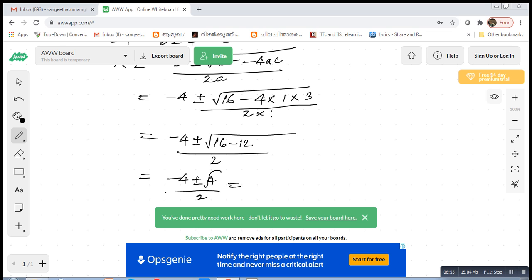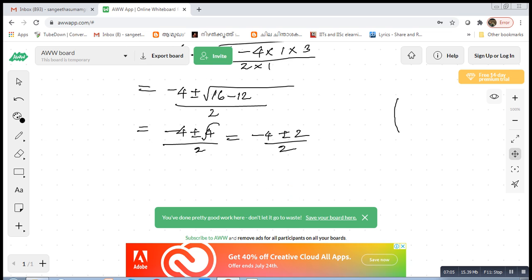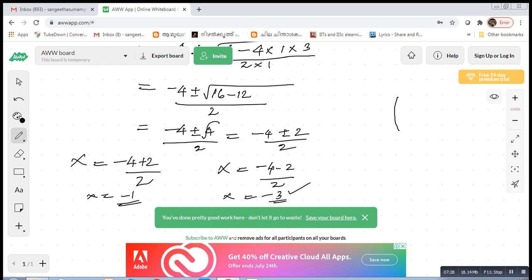What is the square root of 4? It's 2. So we have got two different values for x. We'll find out individually. x is equal to negative 4 plus 2 divided by 2, and x is equal to negative 4 minus 2 divided by 2. What is that? x is equal to negative 2 divided by 2 is negative 1, and negative 6 over 2 is negative 3. We have got the same answers in all three methods.